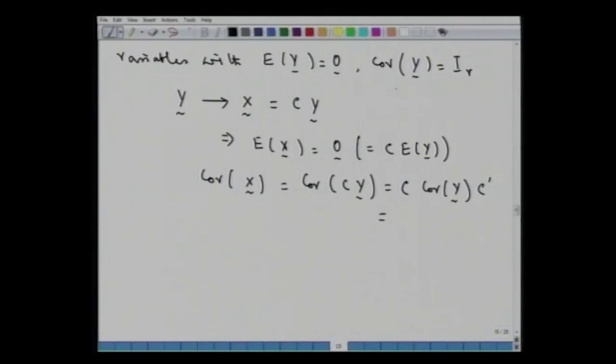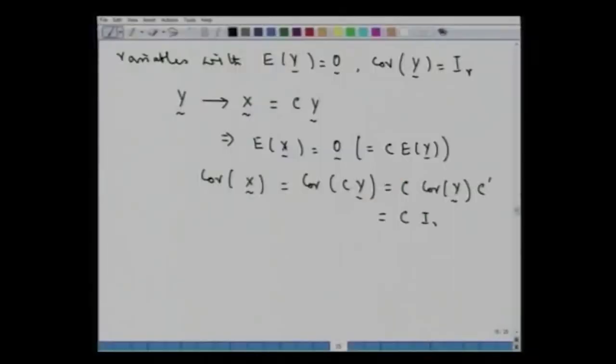The covariance matrix of y, what we have assumed, is an identity matrix. So, it is a covariance matrix associated with IID random variables with the variance equal to 1. So, this would be given by c times this identity matrix times c transpose, which is equal to c c prime, and which is nothing but that sigma matrix.